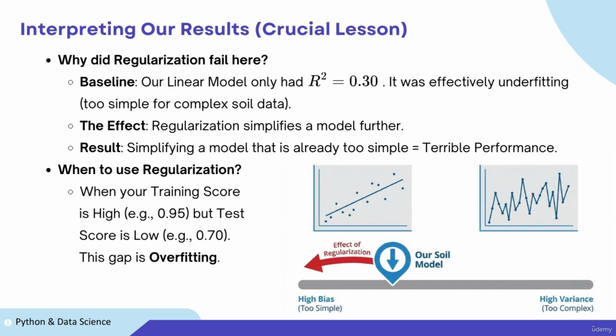Why? Because regularization acts like a brake pedal. It slows down a complex model to prevent overfitting. But our soil model was already underfitting, too simple. By applying Ridge and Lasso, we forced an already simple model to become even simpler. The lesson: never blindly apply regularization. It's a cure for overfitting, not a magic wand.